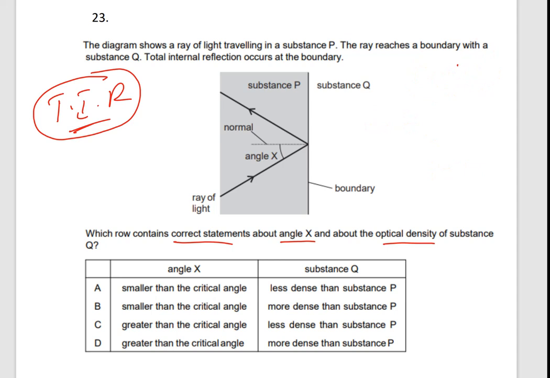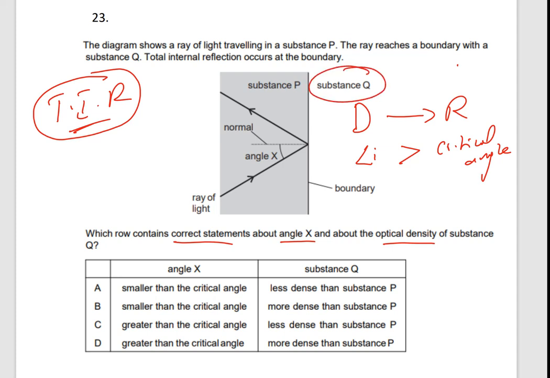So the first condition is it has to go from denser medium to the rarer medium. The second condition is the angle of incidence must be greater than the critical angle. So substance Q, which is this one, should be less dense because that's a condition. It has to go from denser medium to the rarer medium. So it's less dense than P. So you have two options. What about angle X, which is the incident ray? It should be greater than the critical angle. So here is the option.